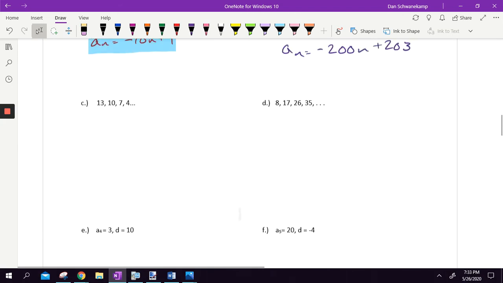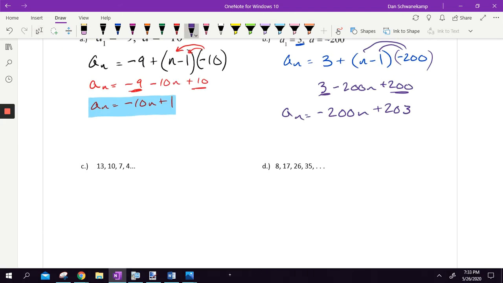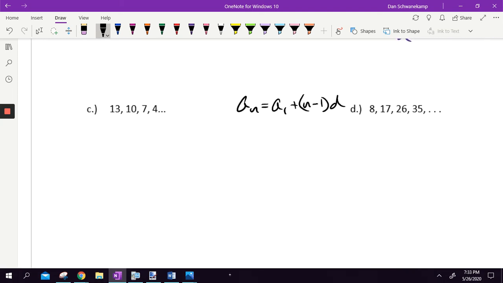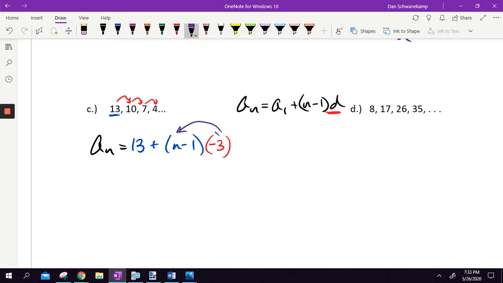Let's keep moving right along. So 13, 10, 7, 4. Again, I'm just going to write this formula right here so you can see it. I'm finding the nth term of the equation, so I'm going to go a sub n equals a sub 1, well, that's the first term, plus n minus 1. I'm finding the nth term, so I'm leaving n in the problem. And then I've got to figure out what my d is. And here I'm going 13, 10, 7, 4. I'm subtracting 3, so my d is going to be negative 3. To write the rule for the equation, we're just going to leave everything in.